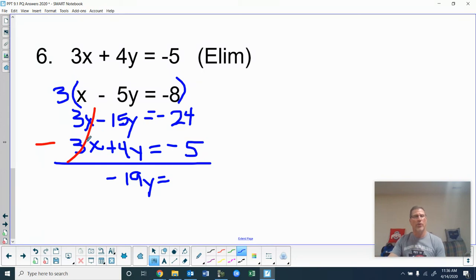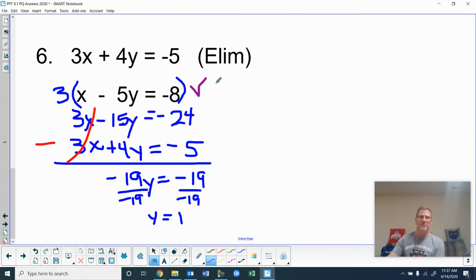And -24 minus a -5 is like adding 5. So -24 plus 5 is -19. And divide by -19 to get y by itself. So y is 1. Again, we got to finish up. I'm going to go into this bottom one. Since I'm looking for x, and that's just got an x, I don't have to do any division then.